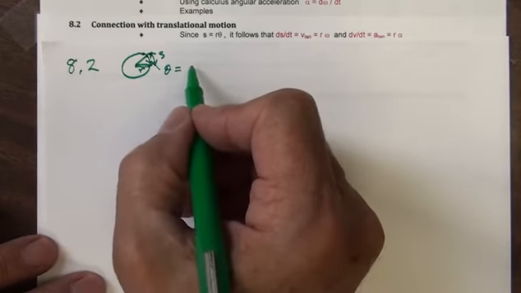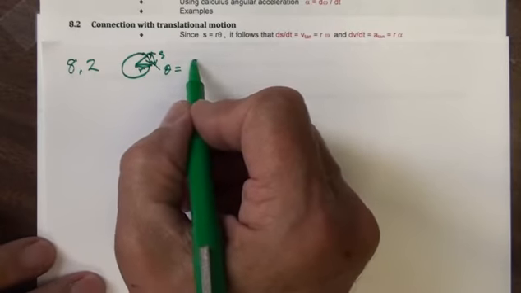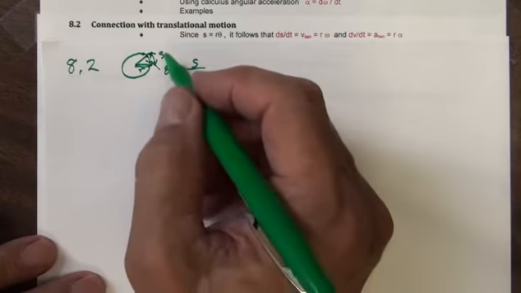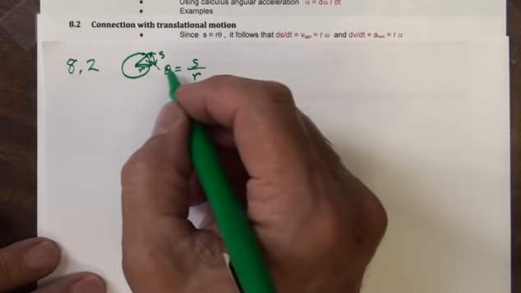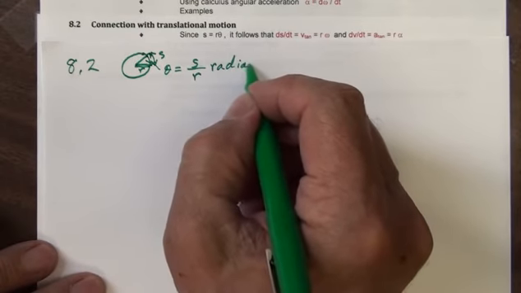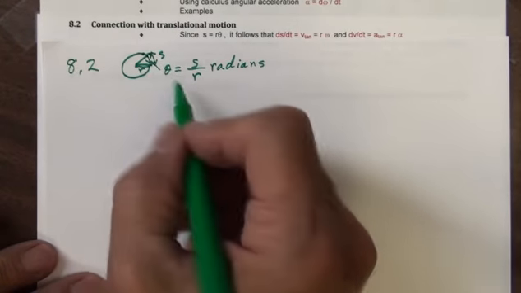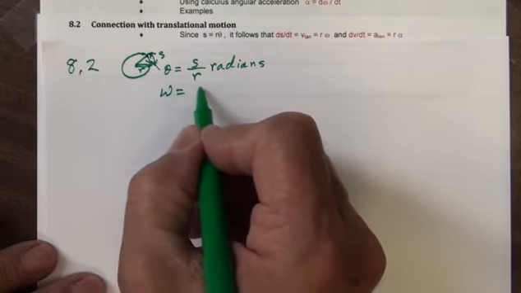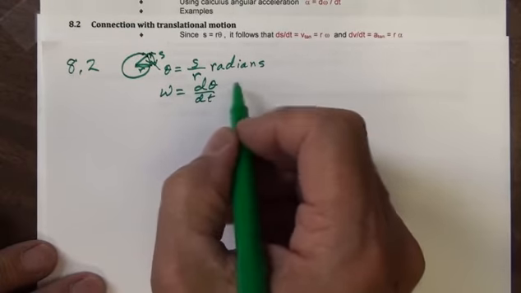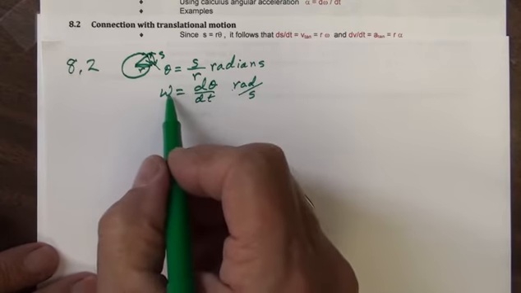And theta is defined by the change in S over the change in R, or S divided by R. That defines what our angular position is, and that is in terms of radians. Then we looked at how this could change if this object were moving, and we got an angular velocity, which was change in theta over change in time. And this, of course, is radians per second, and this is called angular velocity.